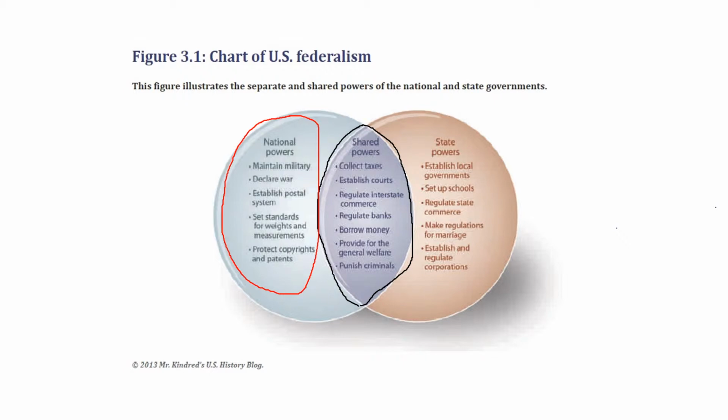And notice there's no overlap with the states here. They are completely separate. Where do we get these powers? How do we know what goes in this little Venn diagram? It comes out of Article 1, Section 8 of the Constitution. This is not the comprehensive list of powers, but it's an example. So in our Constitution, if you go to Article 1 and the 8th section of that article, you'll see all the national powers of the federal government. The states, everything else is reserved to the states.